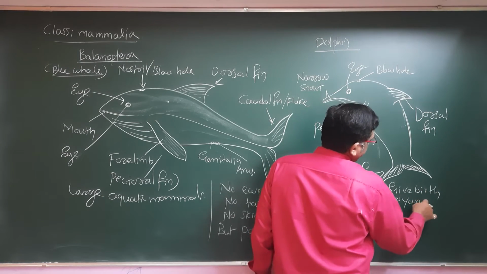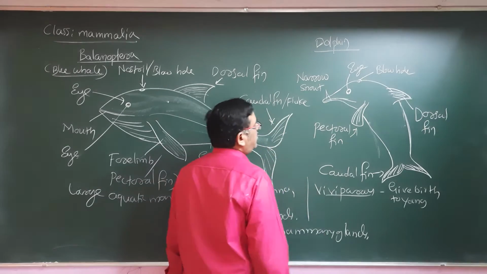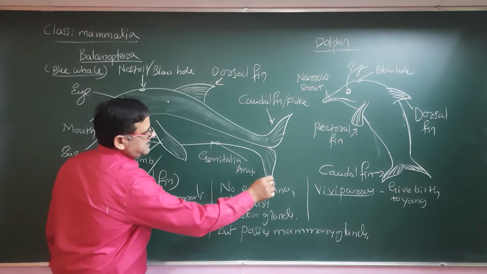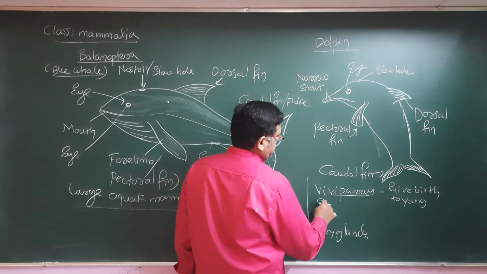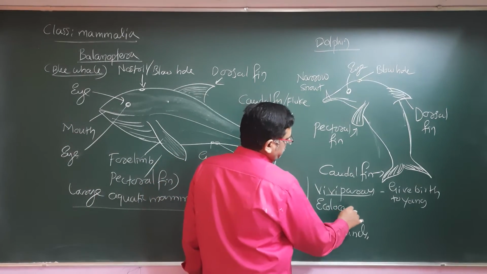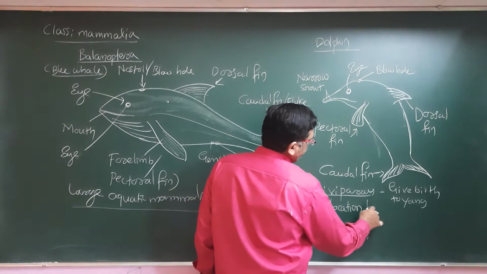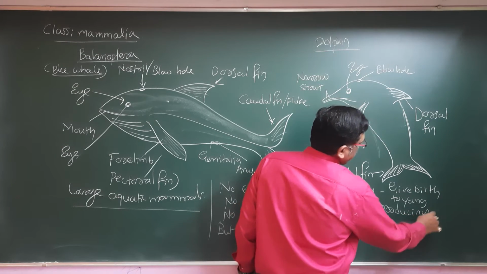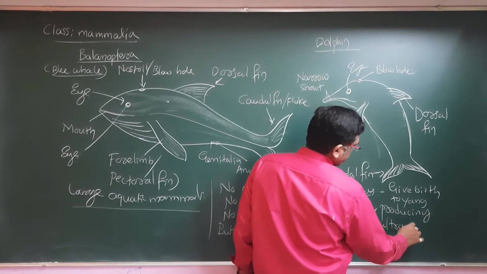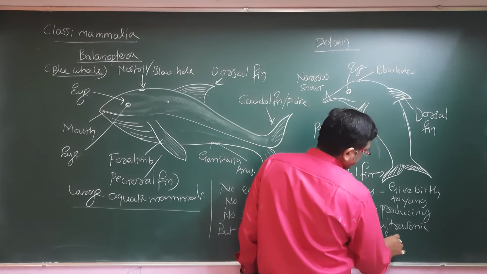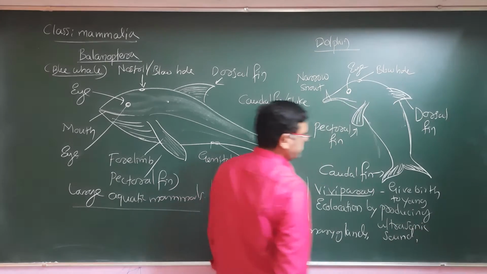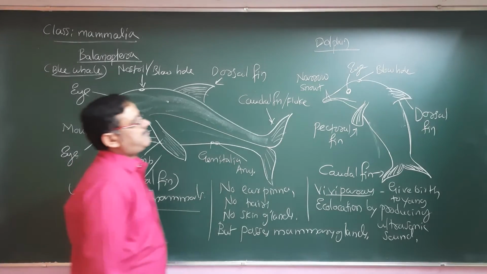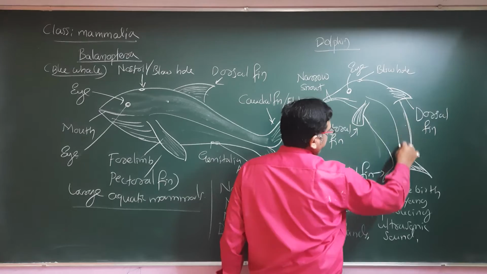And then they also exhibit a most important and evident character. What is that? They exhibit echolocation by producing ultrasonic sound. So these are a few important peculiarities of the aquatic mammals as such.